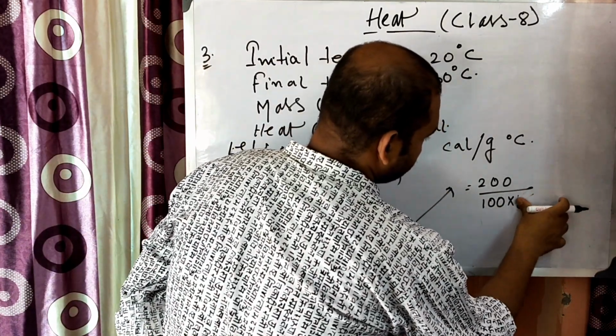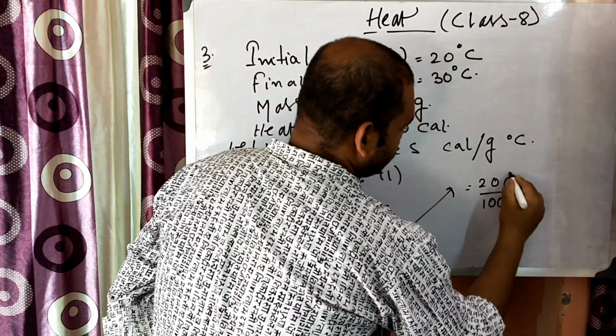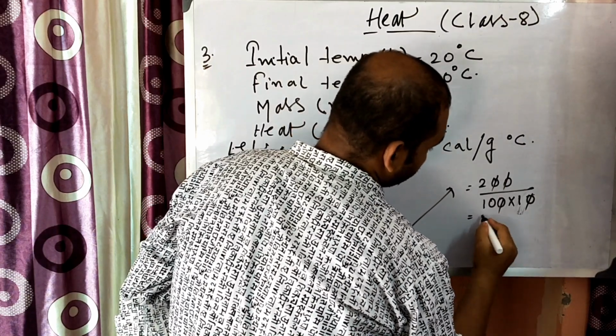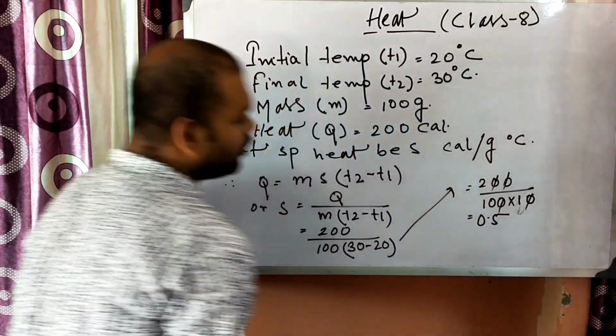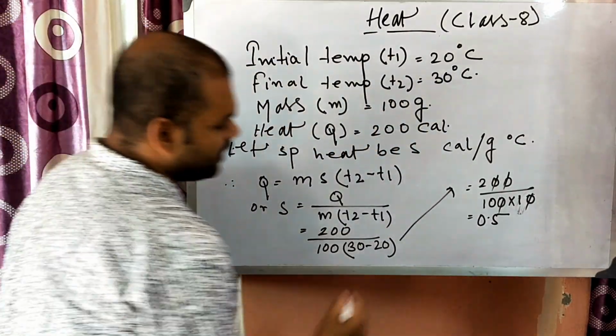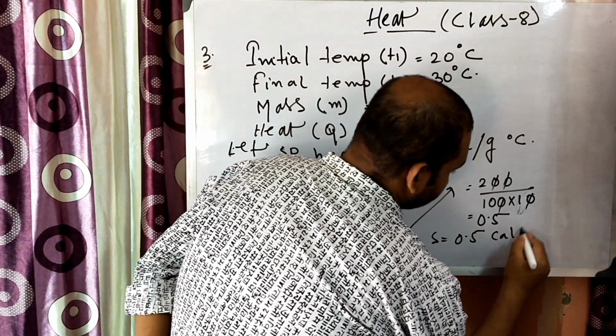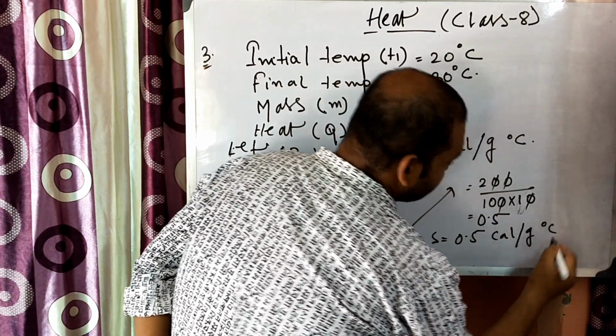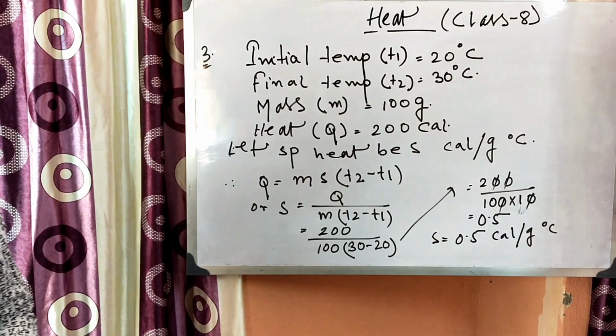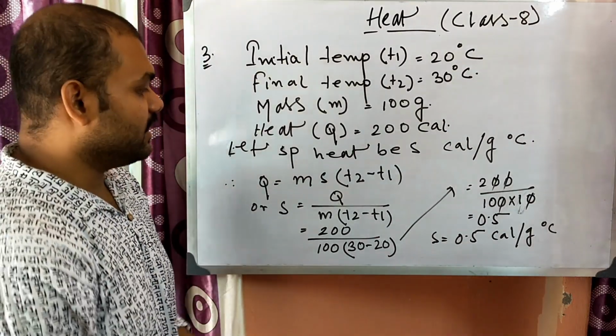Zeros cancel out, so 2 by 10, so 0.5. So S, the specific heat, will be 0.5 calorie per gram per degree Celsius.